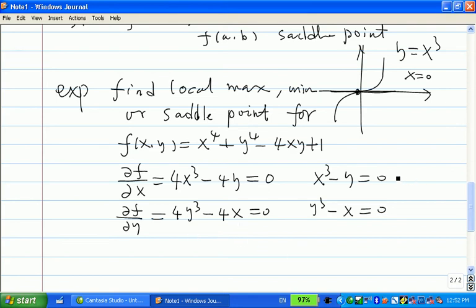Okay, from the first equation we can say y equals x to the third. Then plug into the second equation, we got x to the ninth minus x equals 0. Okay, and this one you can factor x out. Then you got x times (x to the 8th minus 1) equals 0.